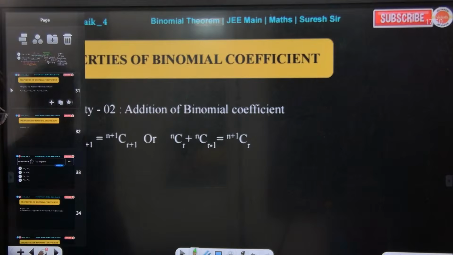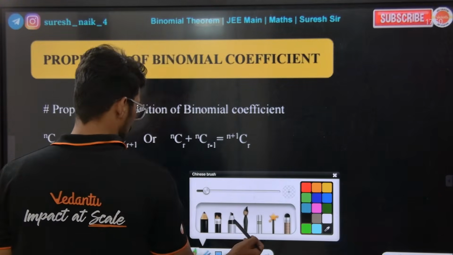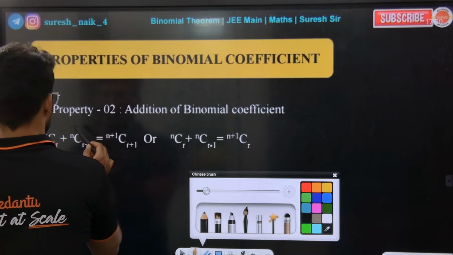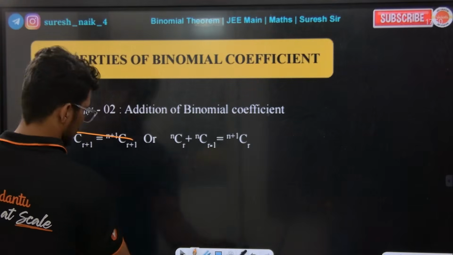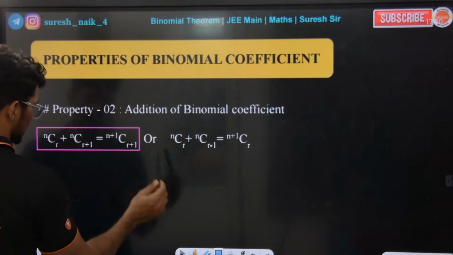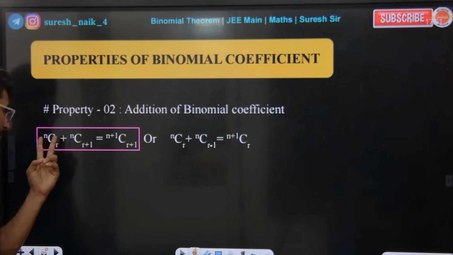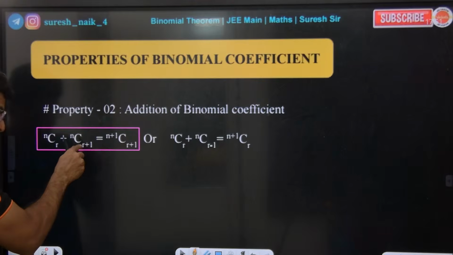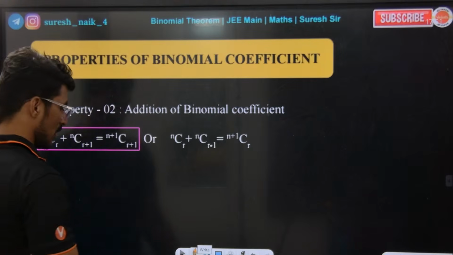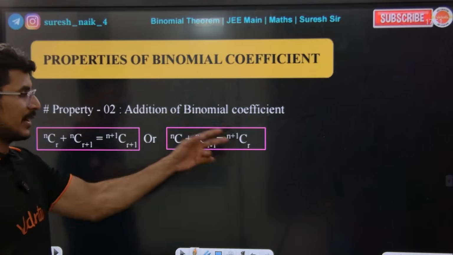Next, property number 2, sir. Addition of binomial coefficients. This is a super duper important property. nCr plus nC(r+1) is always going to be (n+1)C(r+1). Or you can even write it like this: nC(r-1) plus nCr can be written as (n+1)Cr.